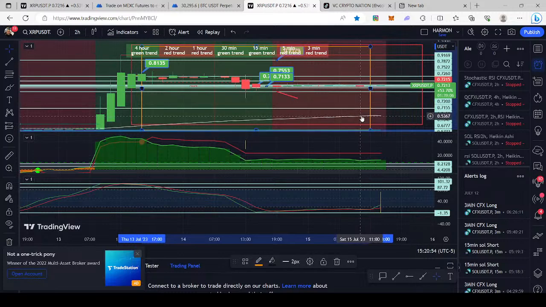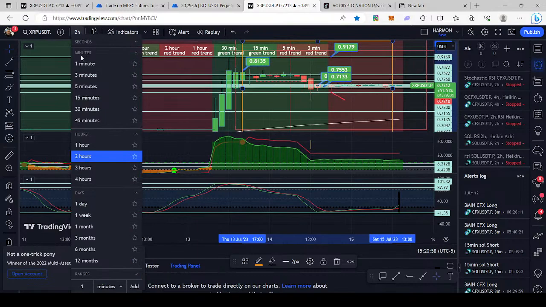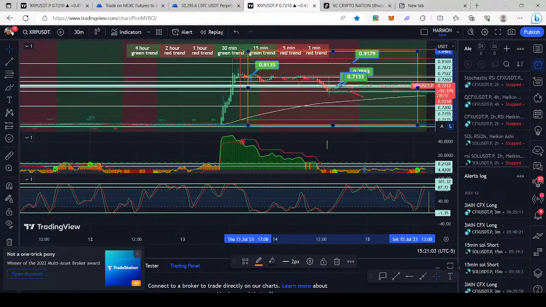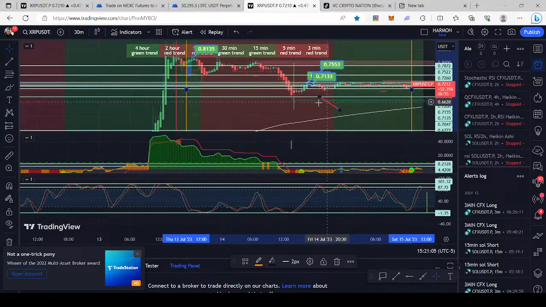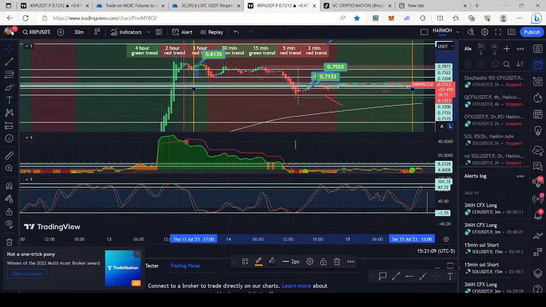Until right here. All right, so now we have a pretty good base in here. So let me slide over here to my 30 minute, because I want to take a look at the 30 minute because we had some moves here that were nice little pullbacks and shorts that we had, and we want to find the best areas.